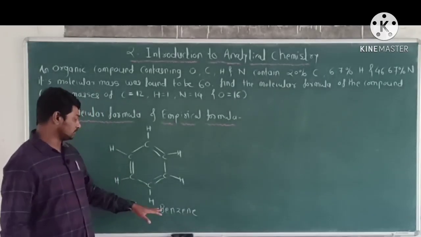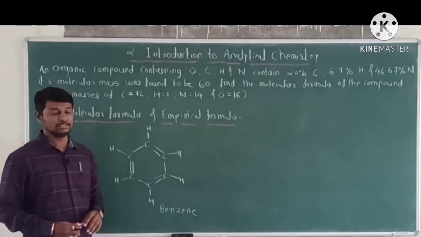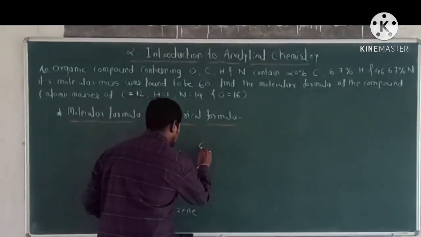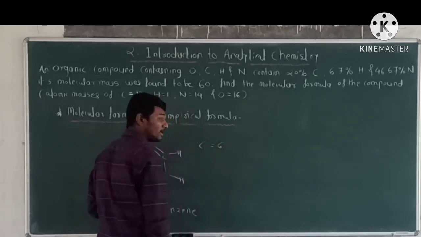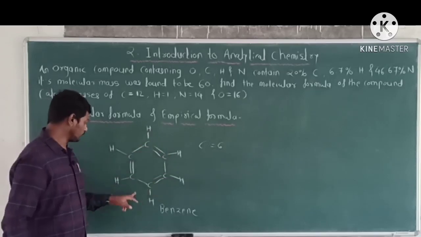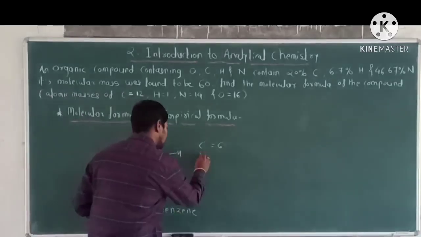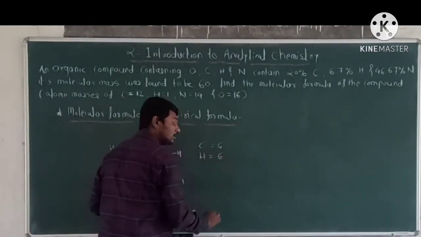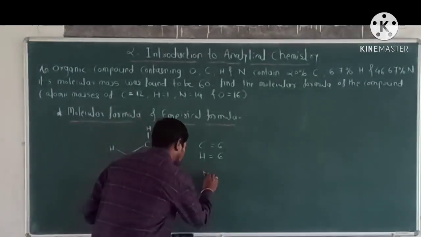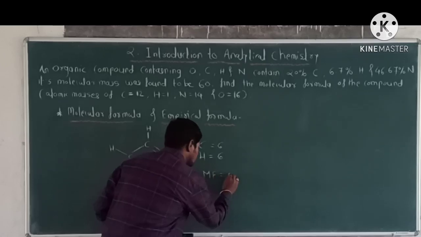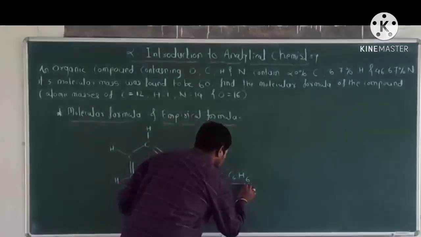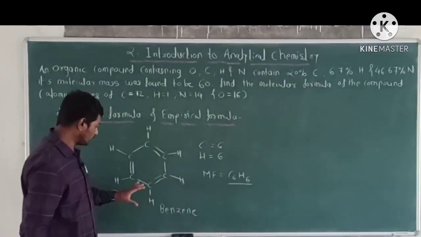For example, benzene. This is the structure of benzene. In benzene there are 6 carbons and also 6 hydrogens: 1, 2, 3, 4, 5 and 6. Therefore the molecular formula of benzene is C6H6.